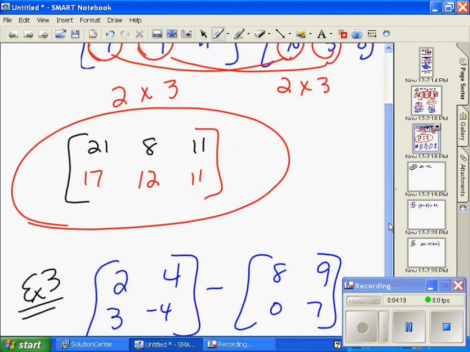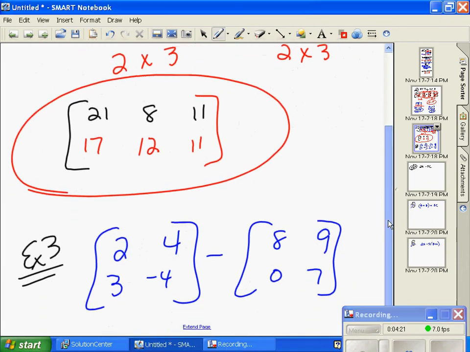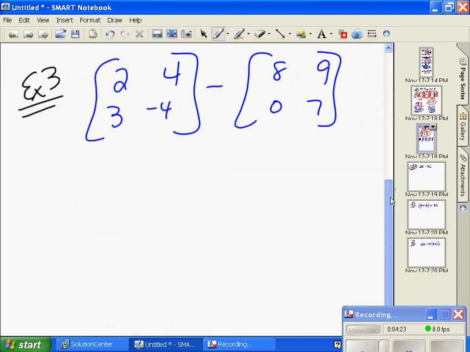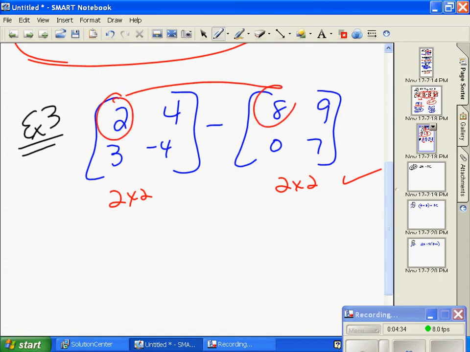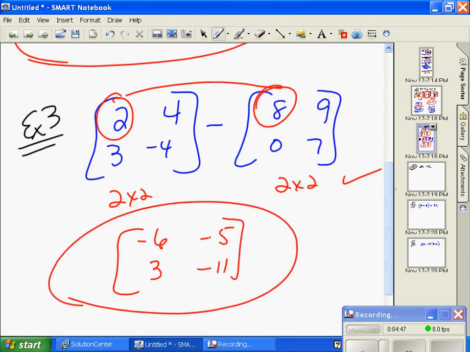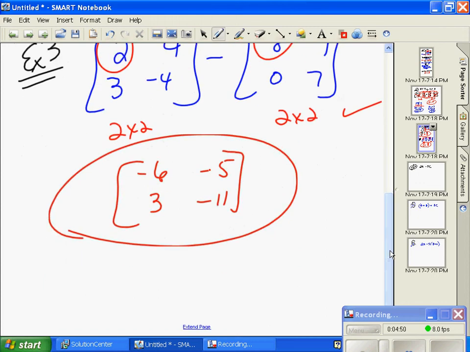Okay, now subtraction. We subtract the same way. So first of all, this is a 2 by 2 matrix, this is a 2 by 2 matrix. Yes, they're the same dimensions, so yes, we can subtract. I can take 2 minus 8 to get a negative 6, 4 minus 9 to get a negative 5, 3 minus 0 to get 3, and negative 4 minus 7 to get negative 11. So you can keep it straight that way.